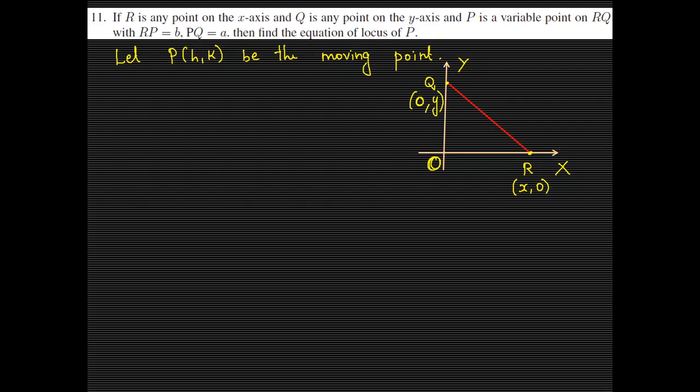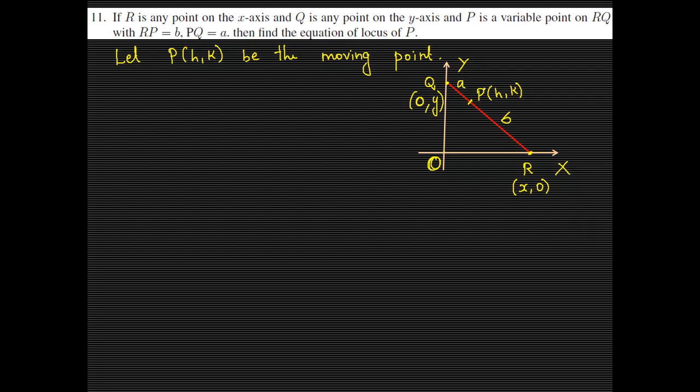And the third condition is P is a variable point on RQ. So it is not the midpoint, so we'll draw a point P here. The coordinates of P will be H comma K. P is a variable point on RQ with RP equal to B, so the length of RP is equal to B and PQ is A. So these are the given conditions, and from this we have to get the equation.